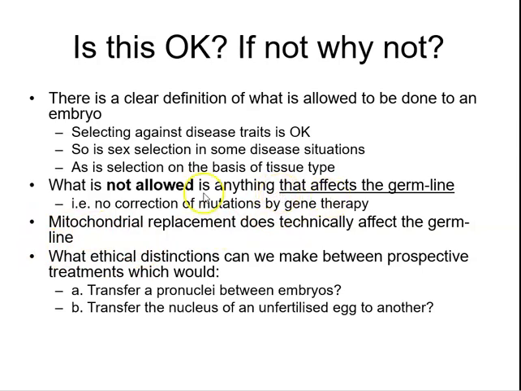Now, at this point here, what's not allowed is anything that affects the germline, as being redefined really as anything that induces a mutation in the germline, whether it's inducing a mutation or correcting a mutation in the germline or mitochondrial DNA, that's not allowed, but replacing the mitochondrial DNA is allowed. So this, although it technically is changing the DNA for subsequent generations, it is classed as not affecting the germline in the strictest sense, where it's not allowed.